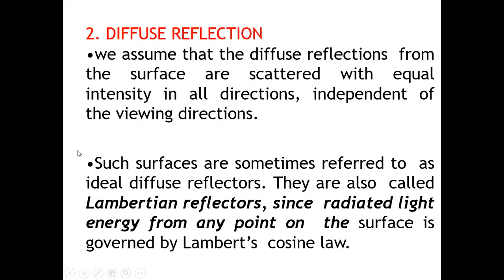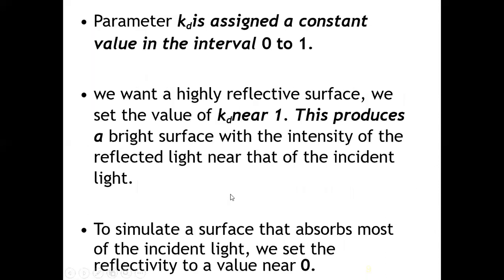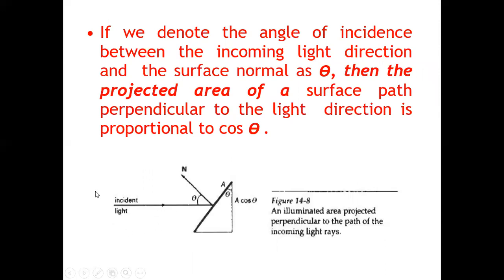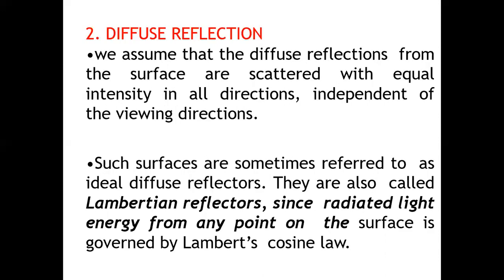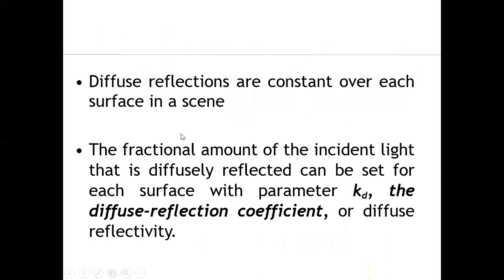So Lambert's law states that the amount of light coming from any small surface area in any direction, relative to the surface normal, is proportional to cos phi n. Diffuse reflections are constant over each surface in a scene. The fractional amount of the incident light that is diffusely reflected can be set for each surface with a parameter called KD, the diffuse reflection coefficient or diffuse reflectivity.